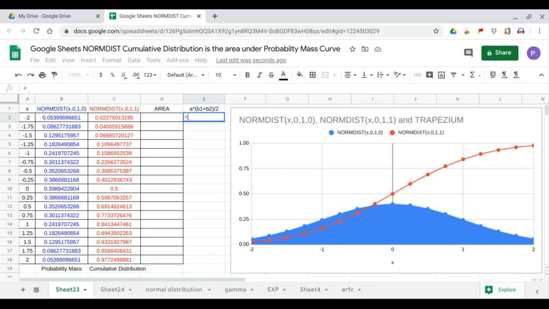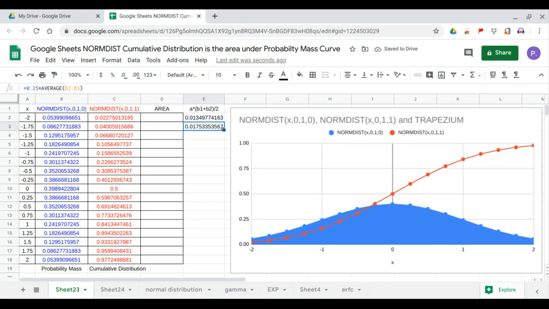So we write the formula as the altitude, which is the difference between the two, that is 0.25, that's the interval, and the average. In this case, this has no pair, so we leave it at that. The second trapezoid will be equal to 0.25 times the average of these two.